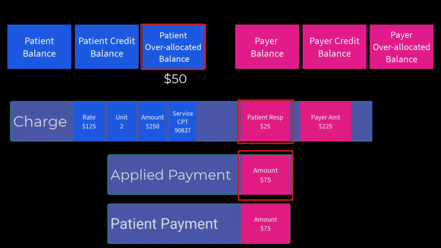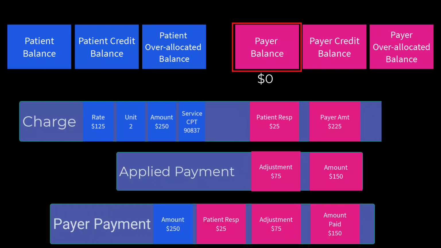So in this case, a $75 payment was applied to a $25 charge, creating a patient over-allocated payment of $50. Now this can occur, for example, when the patient responsibility was $75, but then a correction was made to the charge to lower it to $25 without updating the allocation.